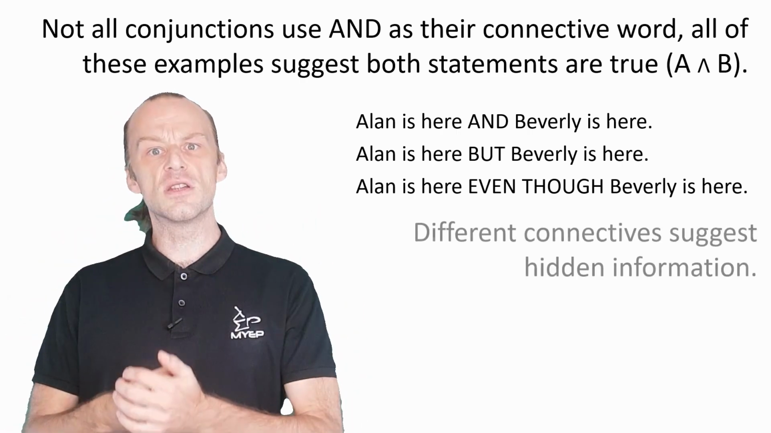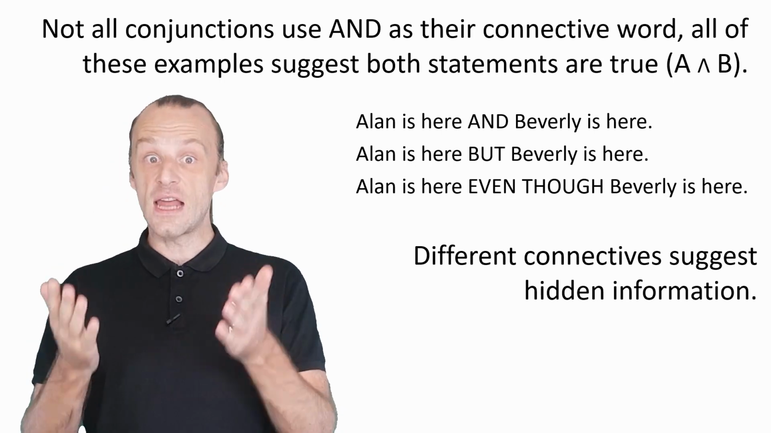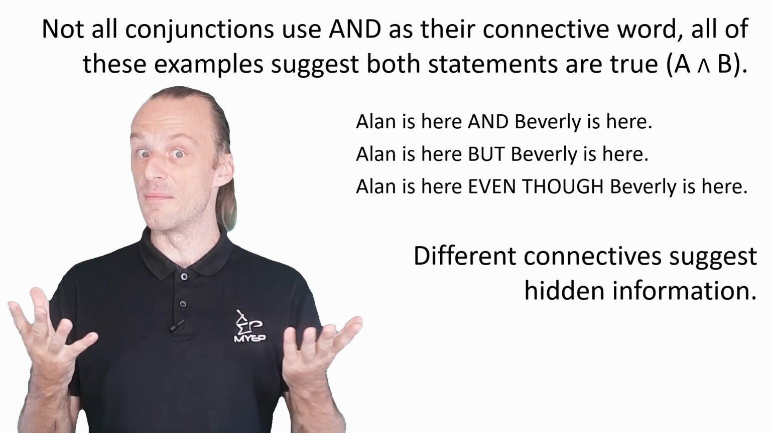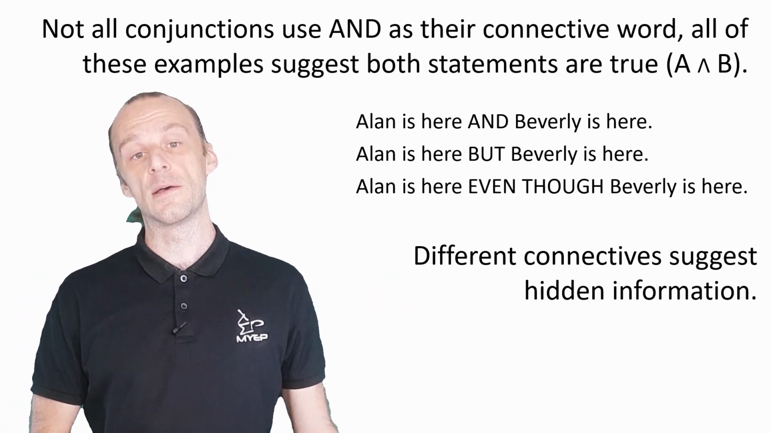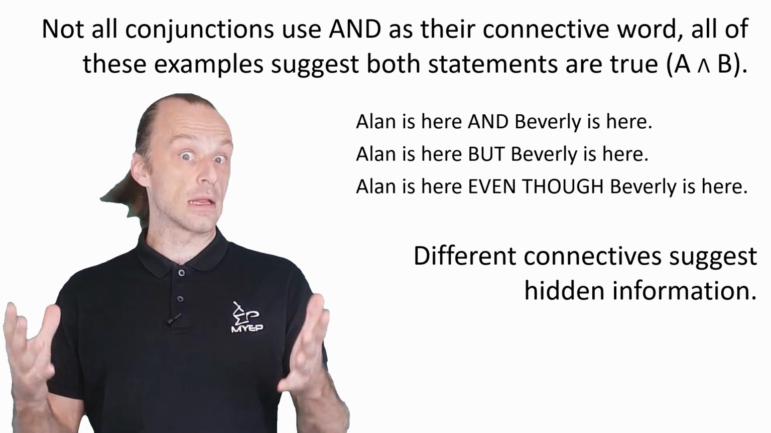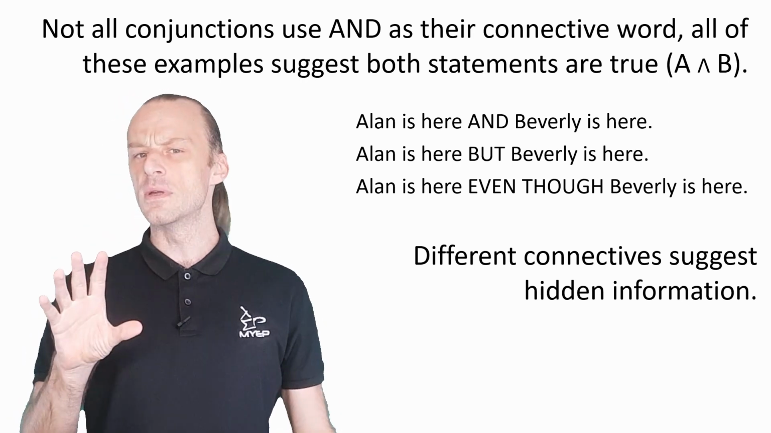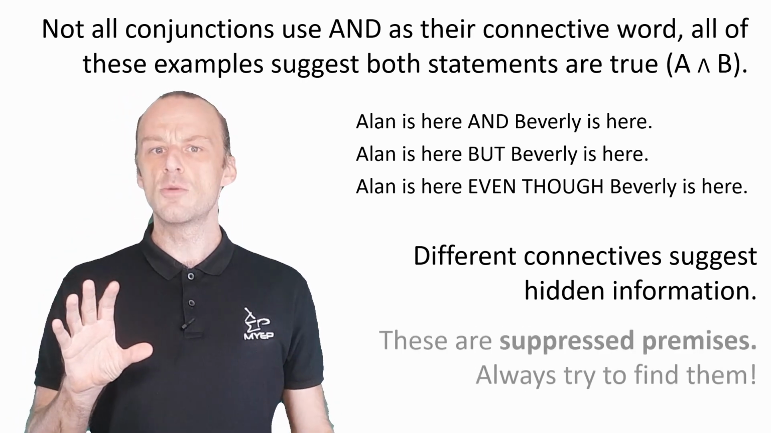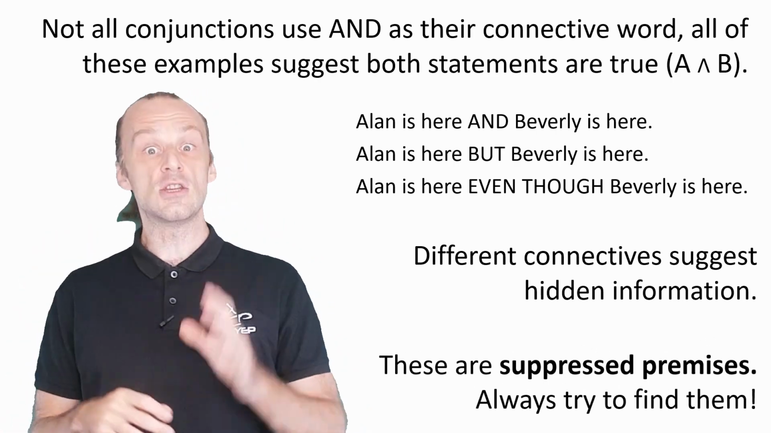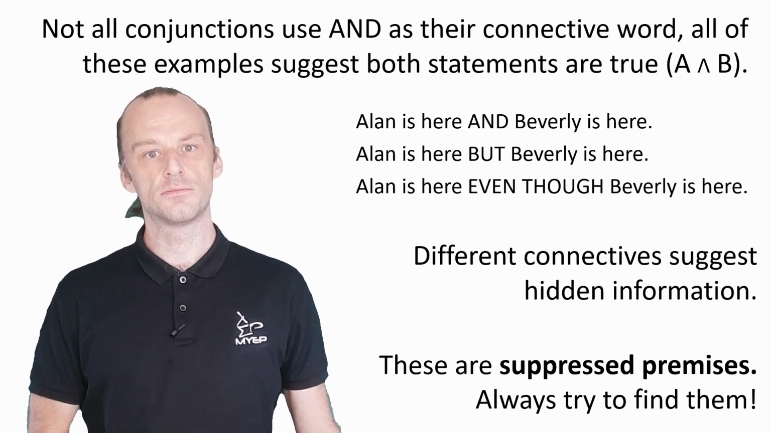Different connective words suggest that there is some missing information. For example, "Alan is here but Beverly is here" suggests there may be some kind of problem that happens from both people being here. "Alan is here even though Beverly is here" suggests that Alan might have a reason not to be in the same place as Beverly. In an argument, missing information like this would be called suppressed premises, something we are not saying, and you should always try and find any suppressed premises in your logic.